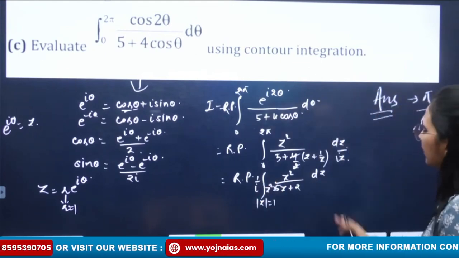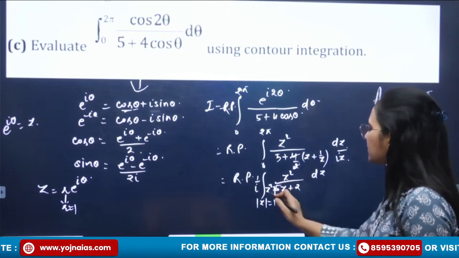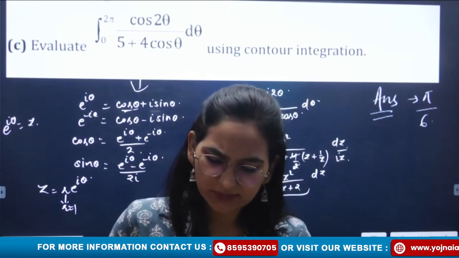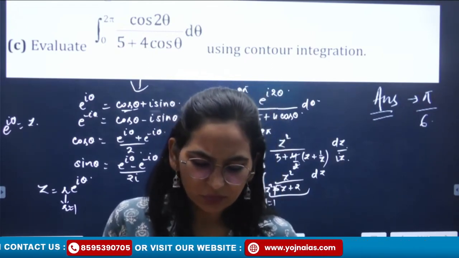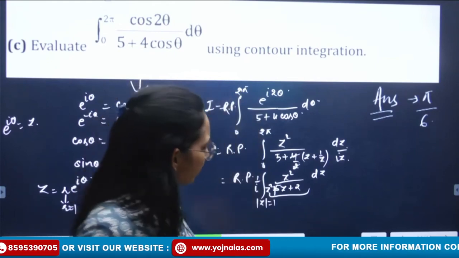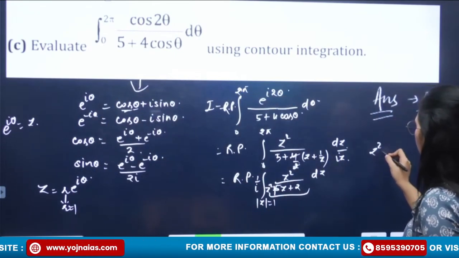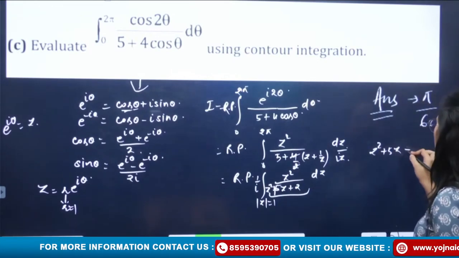Okay, now you need to solve this, and how would you solve this? By using the singularities, the residue theorem you can say for that matter. So we can use the residue theorem here. For the residue theorem, we will put the denominator equal to 0, and we will get 2z square plus 5z plus 2 is equal to 0.